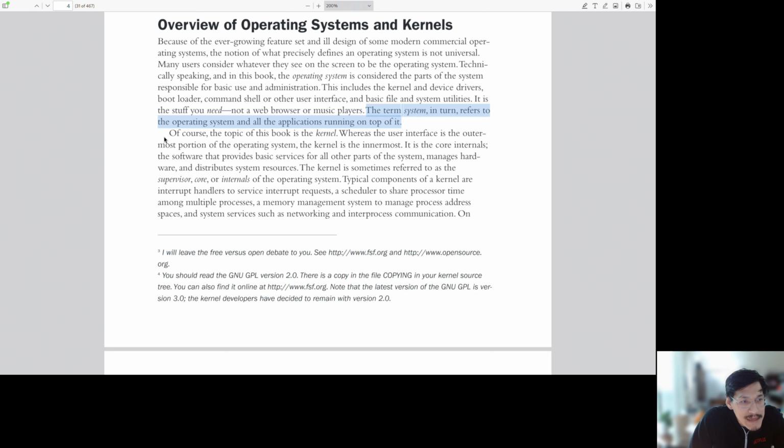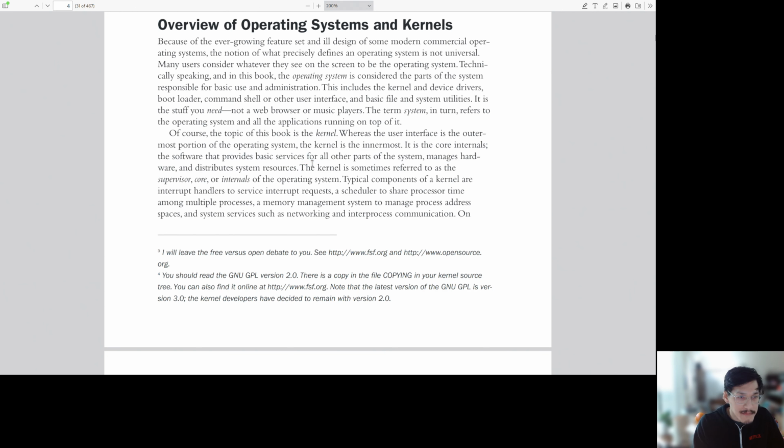Of course, the topic of this book is the kernel, whereas the user interface is the outermost portion of the operating system. The kernel is the innermost. It is the core internals, the software that provides basic services for all other parts of the system, manages hardware, and distributes system resources. So that's the kernel. Stuff that interfaces with your hardware. The kernel is sometimes referred to as the supervisor, core, or internals of the operating system.